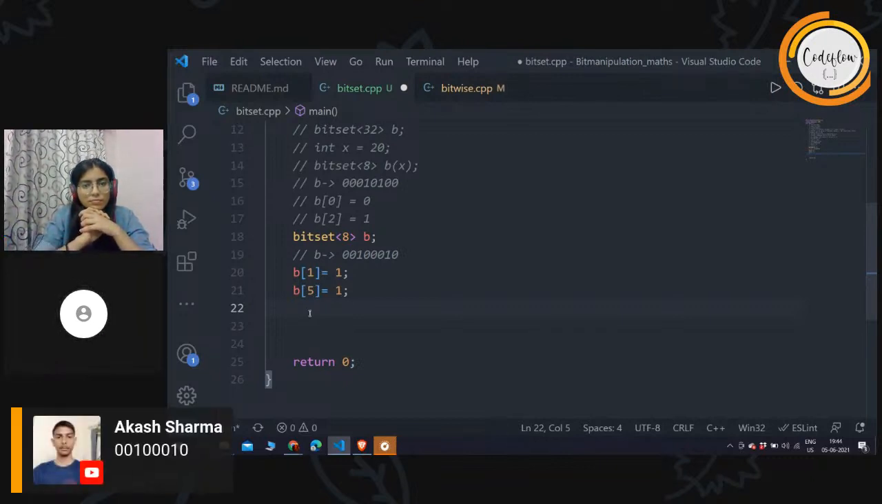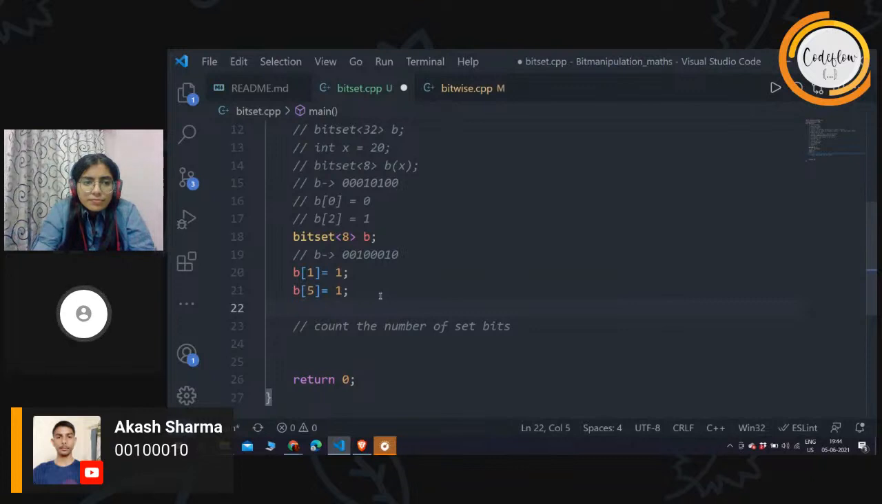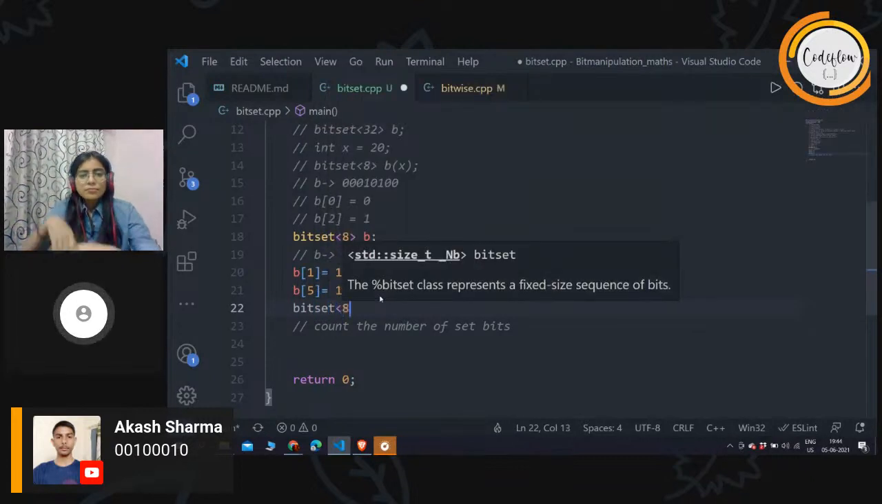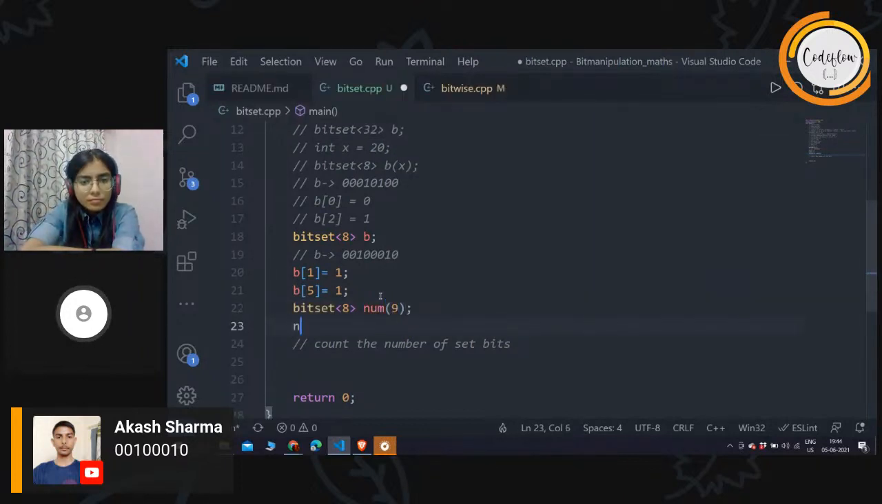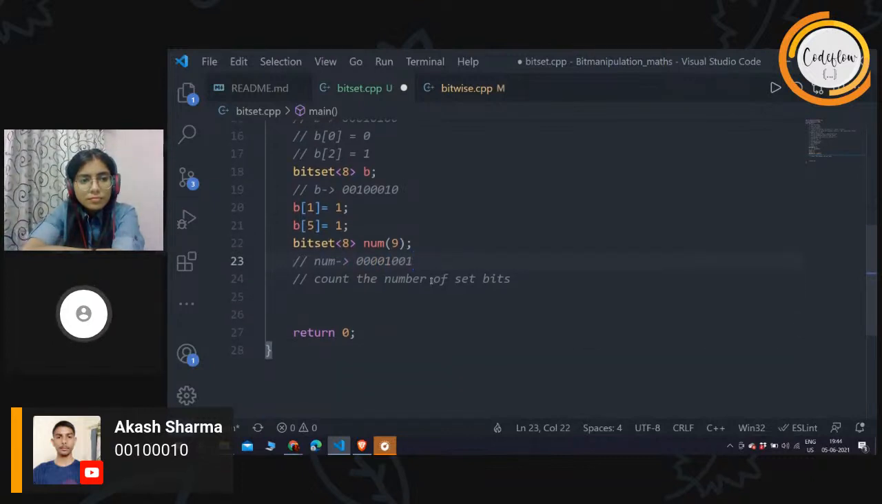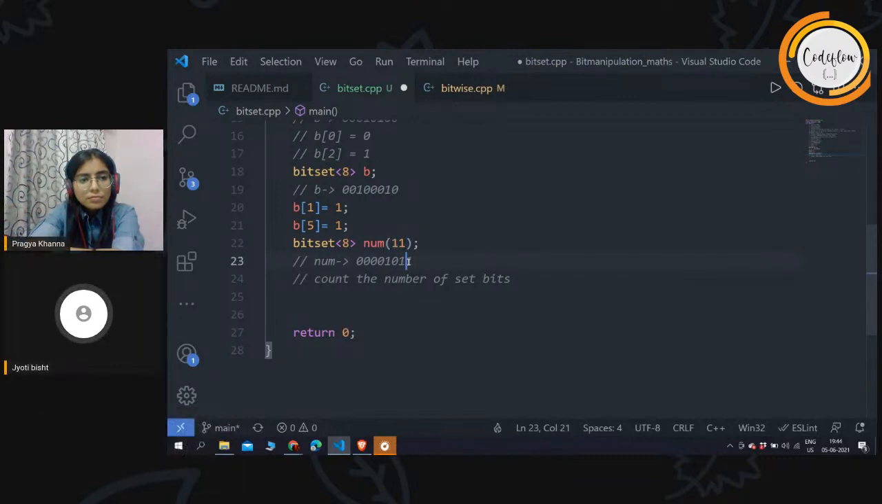Okay, let me tell you some really quick methods about bitset. If you want, you can write them or just run them in your code editor quickly. So I want to count the number of set bits. I'm taking a new bitset num and the number inside it is 9. So my num will look something like 1001, right? Let me take a bigger one, 11. Okay, how many set bits are present in this number?